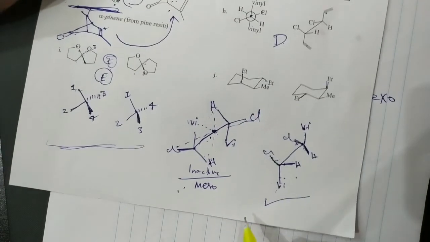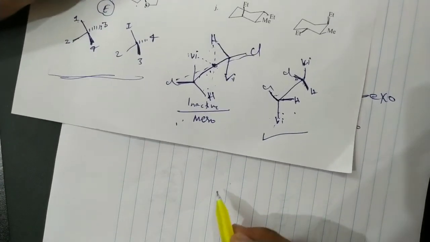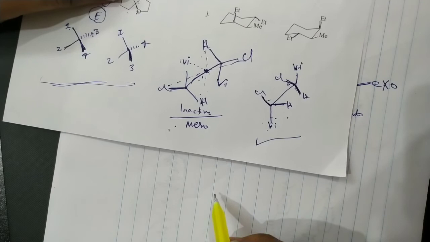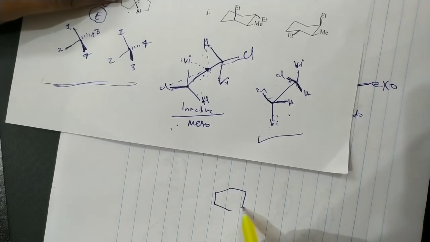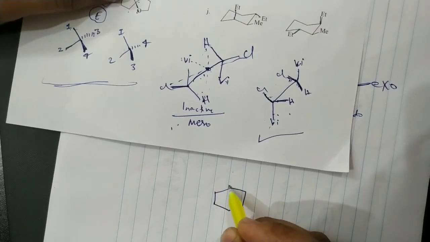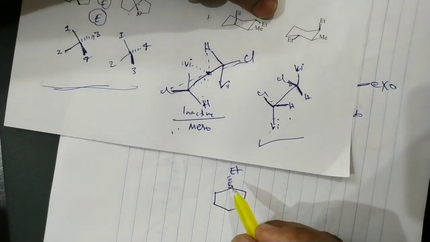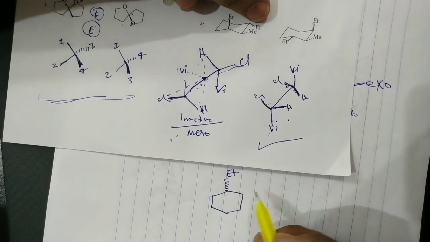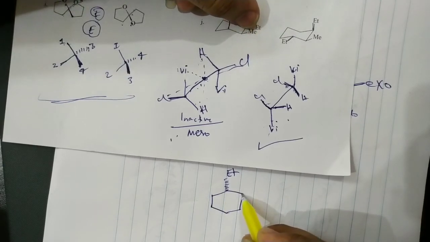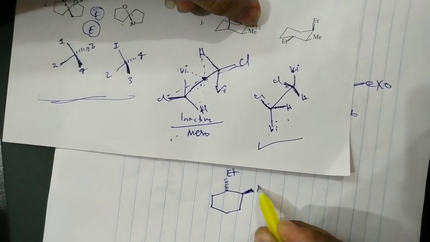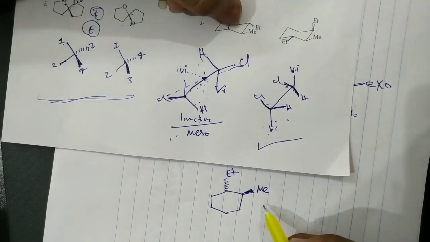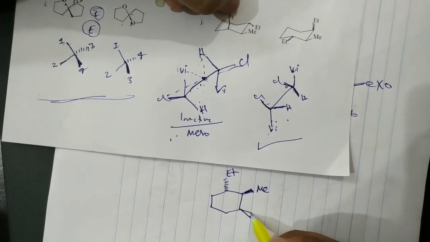Here in this case, I am writing this structure in a cyclic form. That means I am writing a 5-member ring. Here the ethyl group I am writing below the plane. This ethyl group I am writing below the plane. Next, this methyl in the upward direction is equatorial, above the plane. This ethyl is in the upward direction.